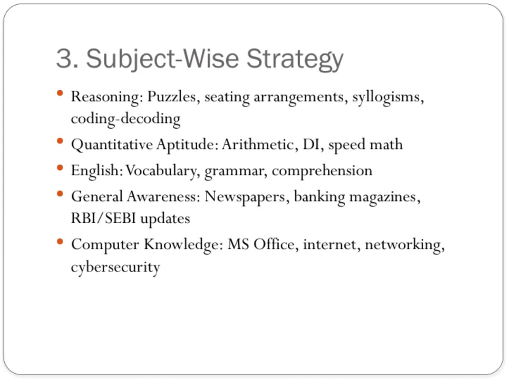Now, let's look at the subject-wise strategy. Starting with reasoning, it's essential to focus on puzzles, seating arrangements, syllogisms, and coding-decoding. These areas test your logical thinking and problem-solving skills. Practice different types of puzzles regularly to improve speed and accuracy, and work on understanding the patterns involved in coding-decoding questions. Moving on to quantitative aptitude, key topics include arithmetic, data interpretation, and speed math.